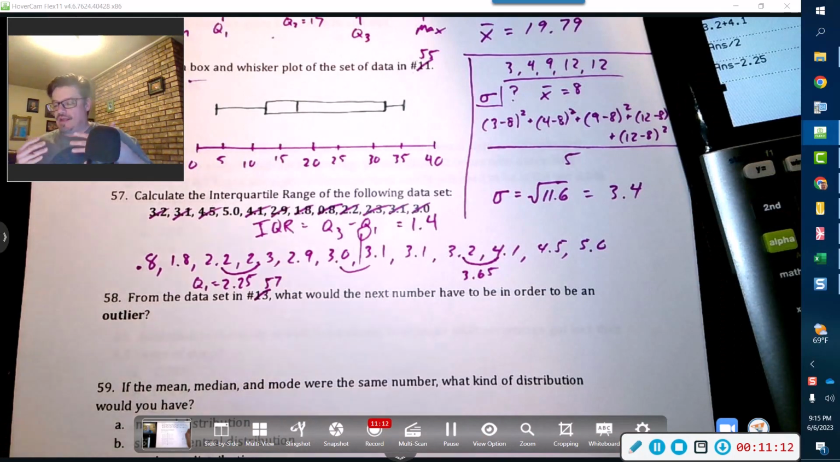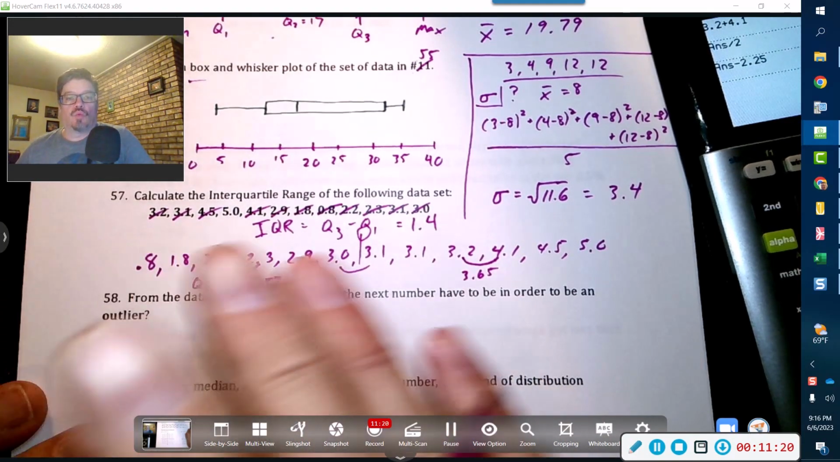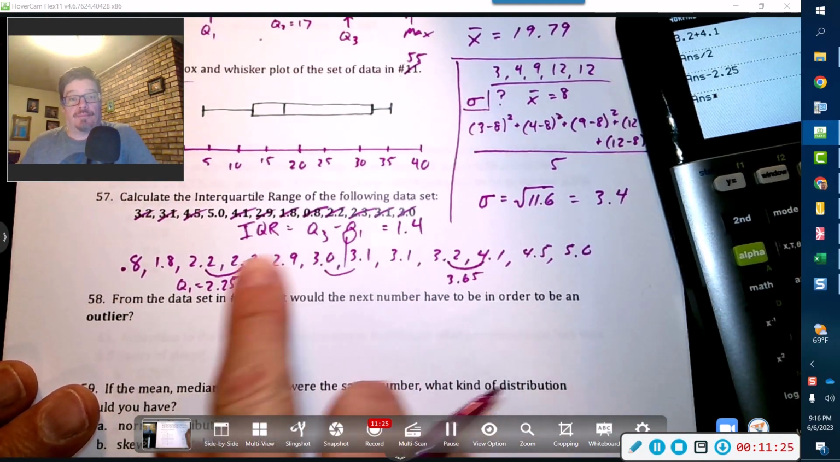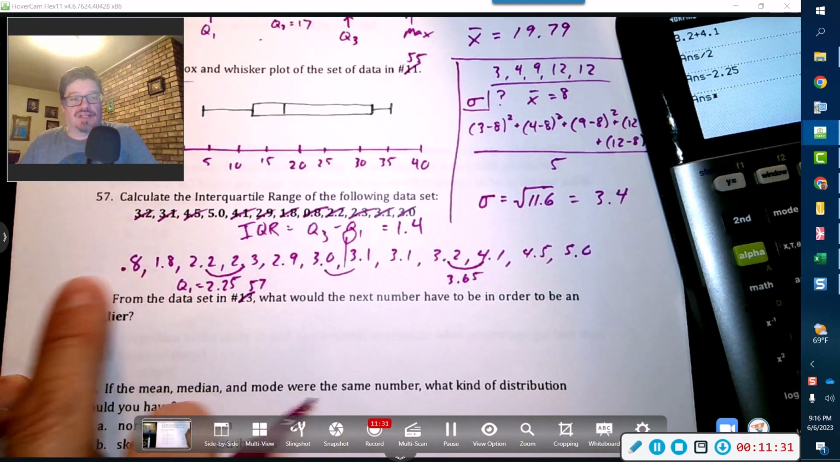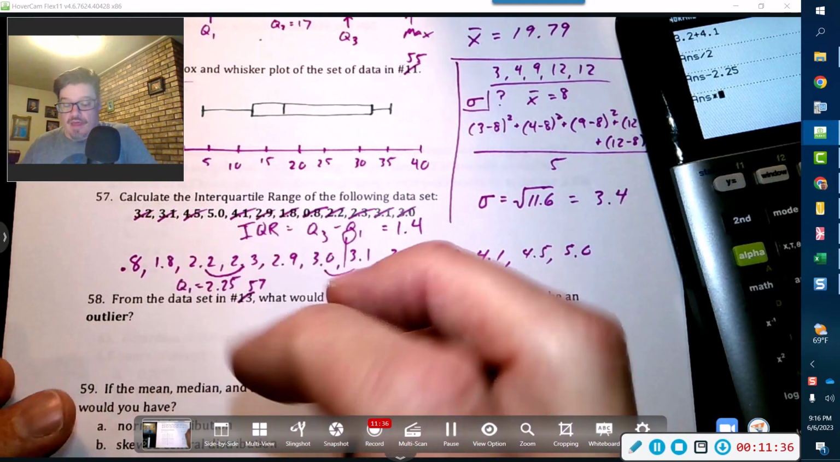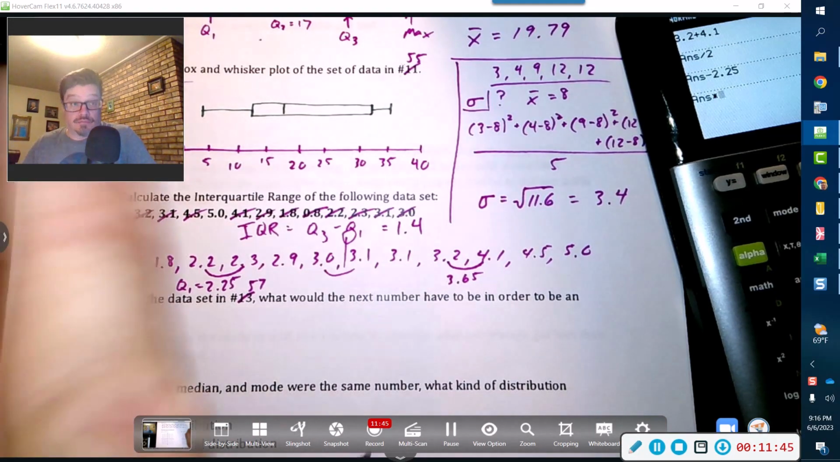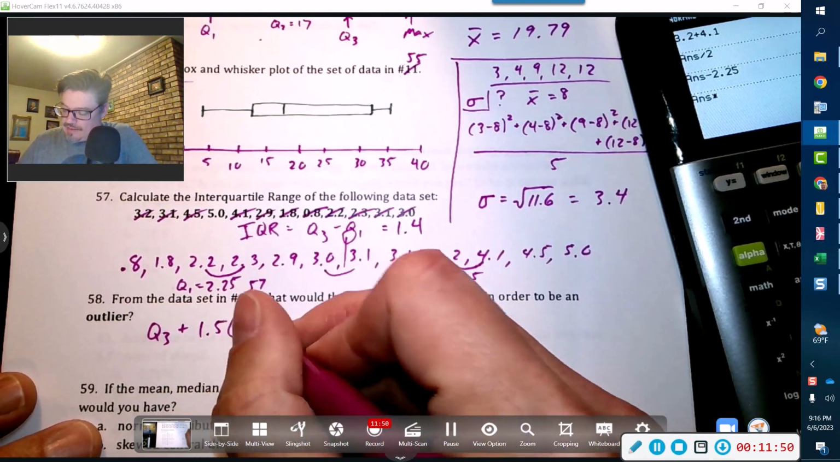All right, so this data set right here is number 57. So what would the next number have to be in order to be an outlier? Okay, so this means that what we do is we take the next number going forward. This over here is going to get negative for sure, but the next number going forward will produce an outlier if it is 1.5 times the IQR larger than Q3. Okay, so it would look like this: Q3 plus 1.5 times the interquartile range.